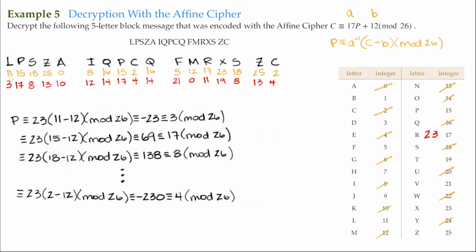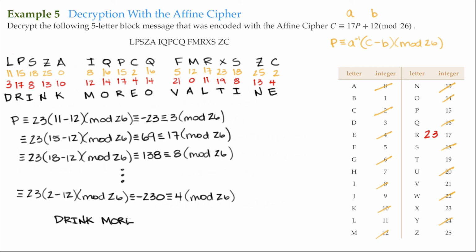Now that we have all the plaintext numerical values, we just go ahead and put in their letter equivalents. 3, that's D. 17, that's R. 8, that's I. And we do this all the way down. We go ahead and gather up or break up the 5-letter blocks. And our message here is: drink more Ovaltine. And there we go.